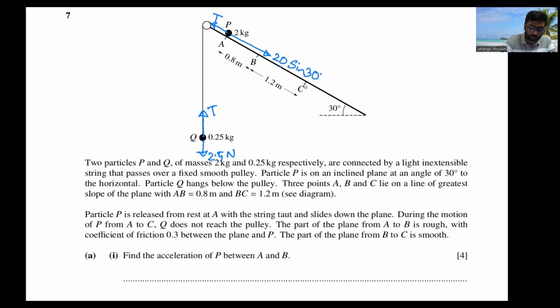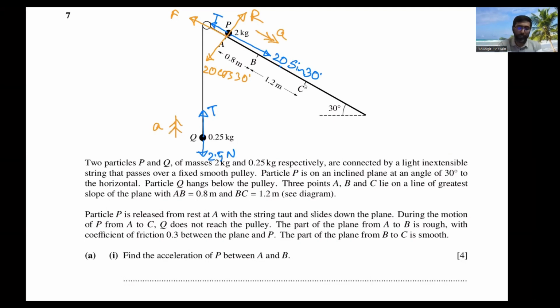And since it is moving down the plane while passing between A and B, there will be friction on P, F. There will be a normal reaction, and there is a component of weight normal to the plane, which is 20 cos 30. So these are the forces acting on particle P, and it is descending down the plane. So acceleration is downward. Q is ascending, so for Q, acceleration is upward.